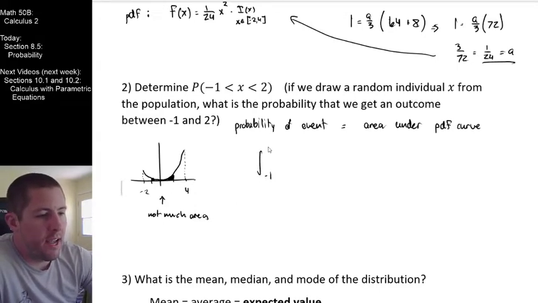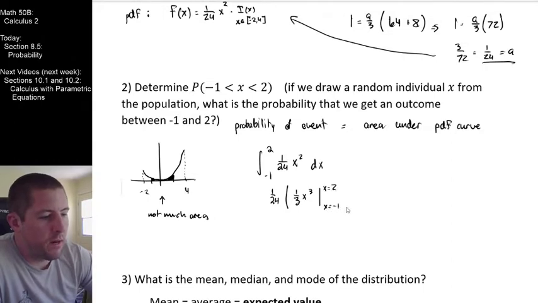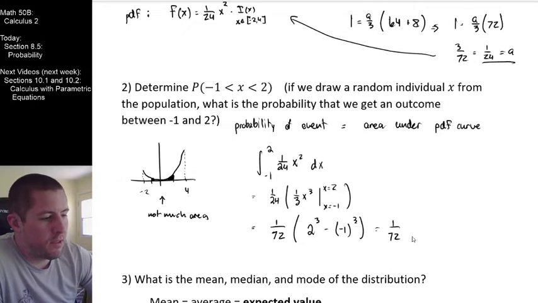We can just find the area from negative 1 to 2 of 1/24 x squared dx. So that's going to give me 1/24 times 1/3 x cubed, evaluated from x equals negative 1 to x equals 2. And that's going to give me 1 over 72 times 2 cubed minus negative 1 cubed, which is 1 over 72 times 8 plus 1, which is 9 over 72. And 9 over 72 is 1/8.